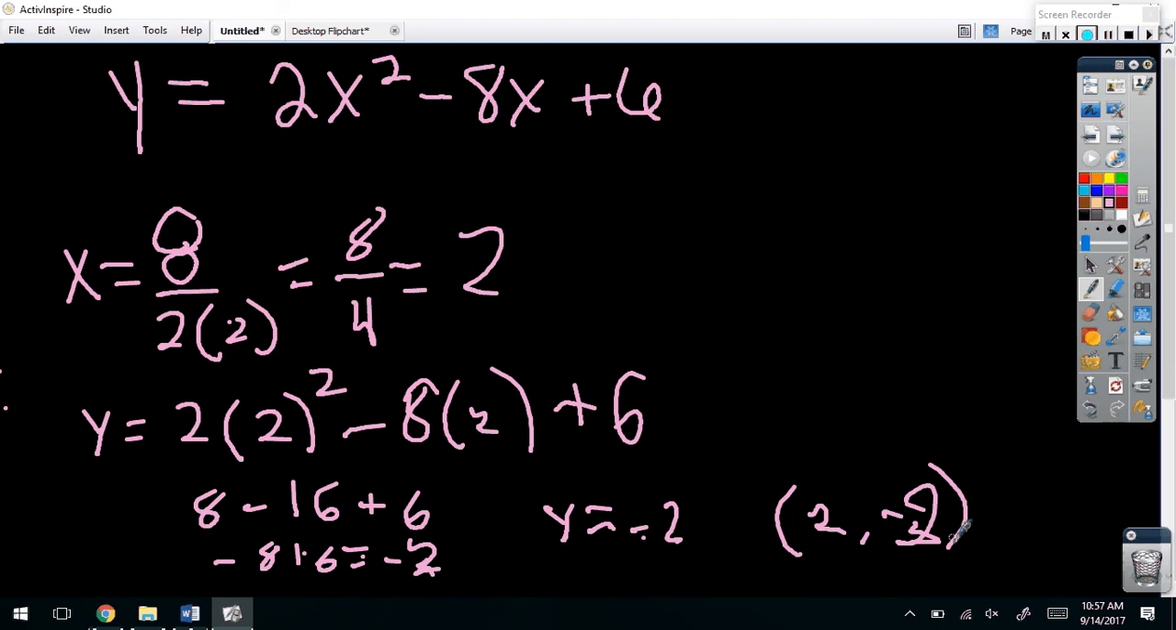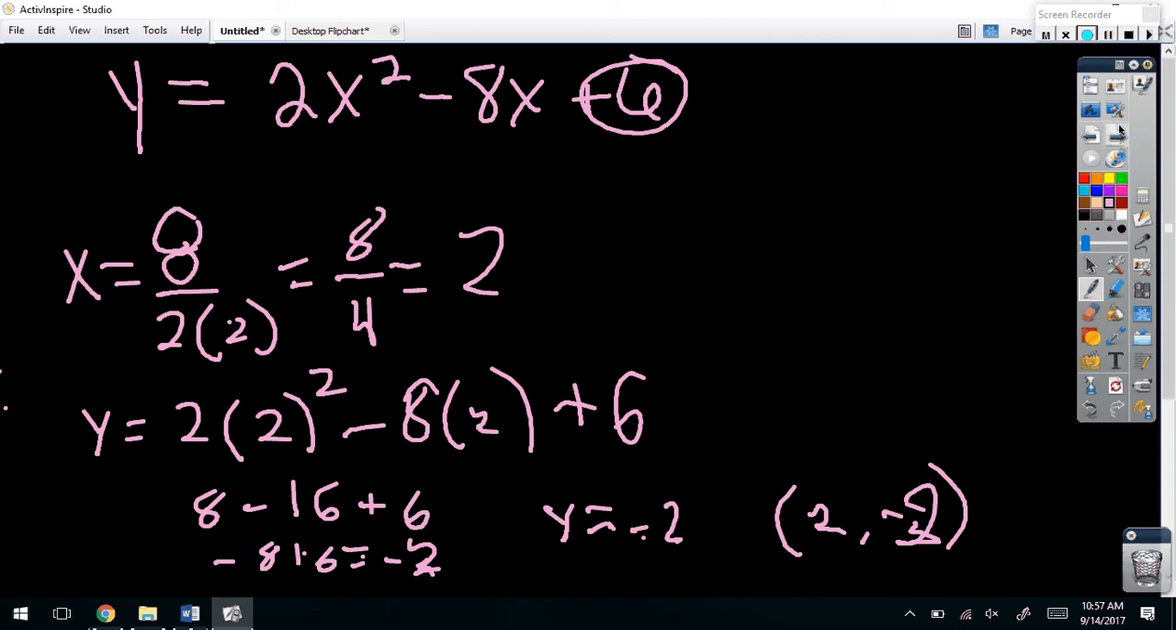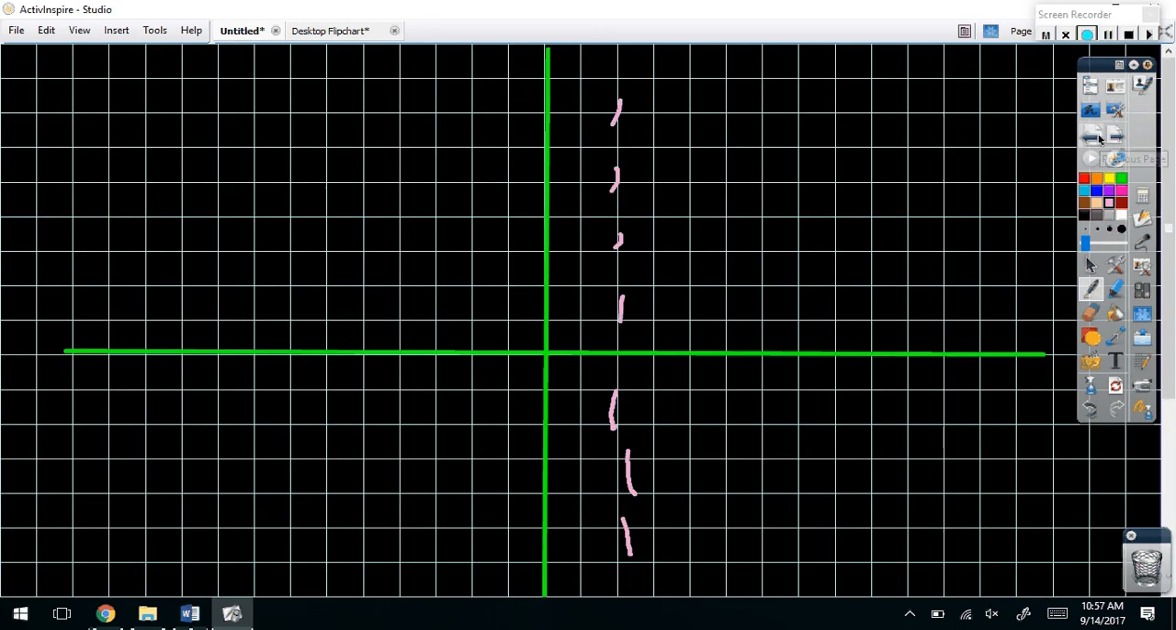And then we're going to go over. Oh no, we're going to plot 6 on the y-axis. You've got to plot your vertex too. So we go up. We're going to go up 6, right? That's your y-intercept, but you've got to plot your vertex first. Where did you get 2? Oh yeah, see that? That's your c.